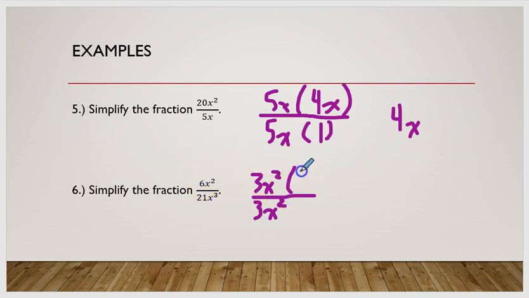6 divided by 3 is 2. And x squared divided by x squared leaves nothing else. On the bottom, 21 divided by 3 is 7. And x cubed divided by x squared is x. Since the 3x squareds matching on top and bottom will cancel, our final answer is just the 2 over 7x. That's as simplified as this answer gets.